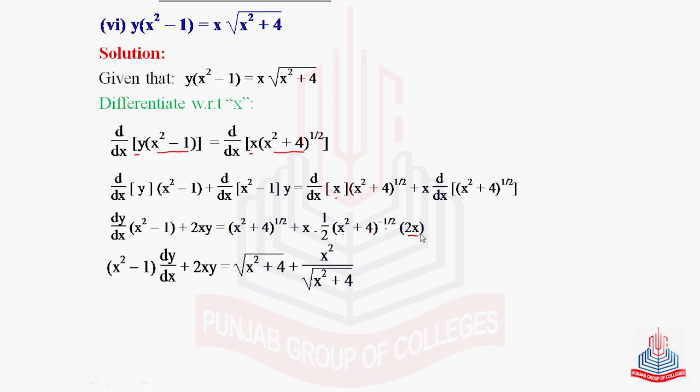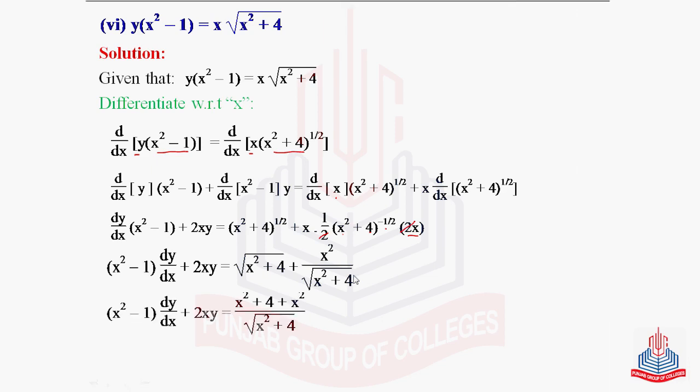Now we have x square minus 1 dy by dx plus 2xy, and on right hand side x square plus 4 containing power 1 by 2, which can be written as square root of x square plus 4, plus this x and this x will become x square, 2 will be cancelled out, and this minus 1 by 2 will become positive 1 by 2 when we shift it into the denominator, which is in the form of x square plus 4 square root.